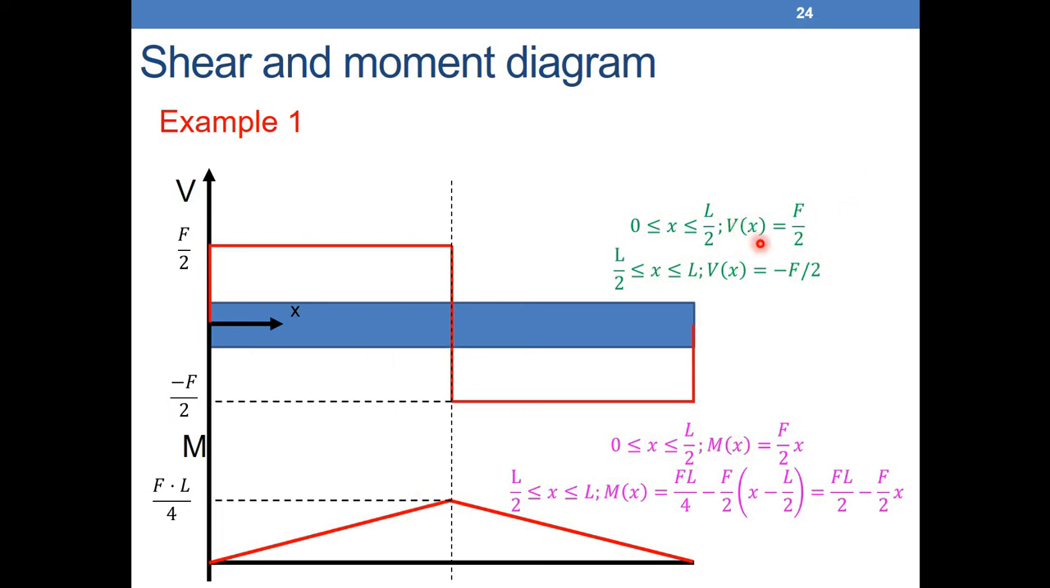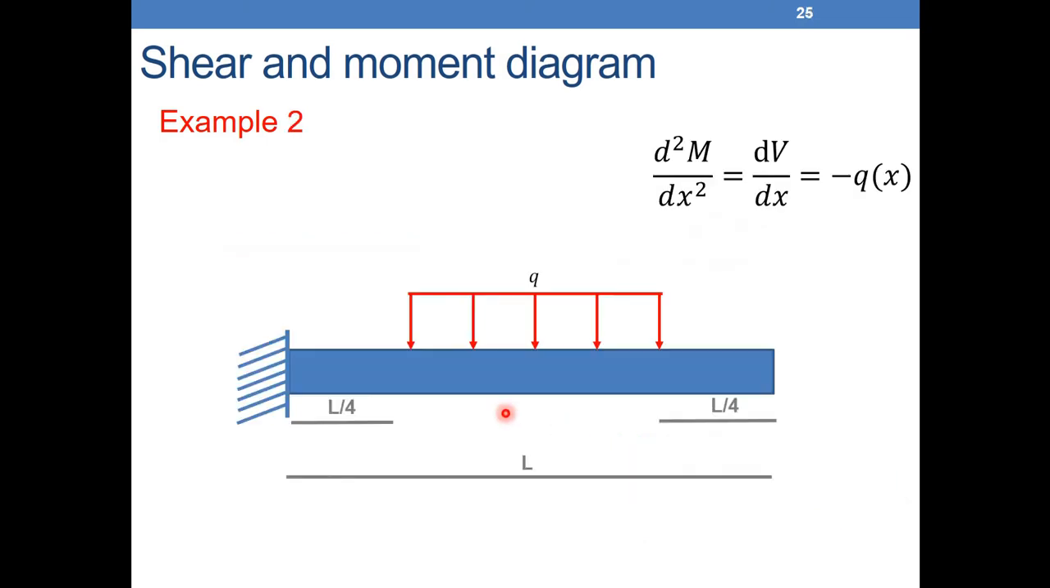But we need to understand that the slope of M is V, between 0 and L over 2, and between L over 2 and L. The problem we did here is a simple one because we just have a force in the middle. Let's take another example which is a bit more complicated. The relation is always valid: the derivative of M is V, and the derivative of V is minus q.